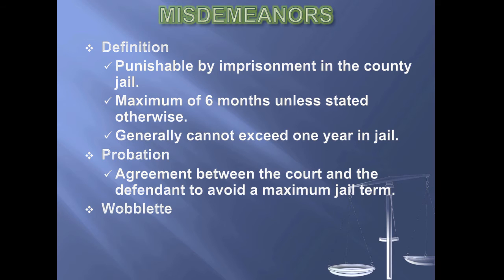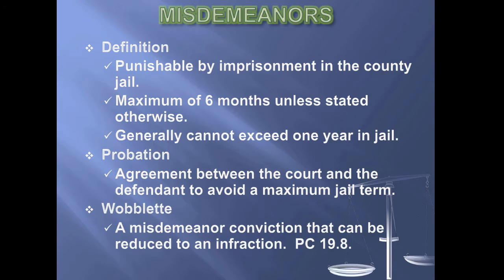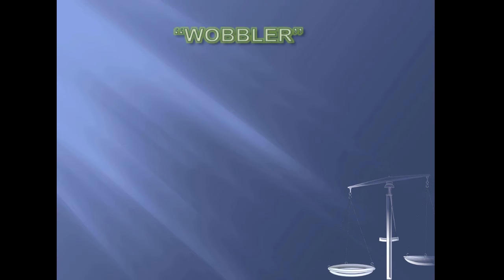Now, a wobblet, this is a funny little word, and it's got a sister, or a brother, I guess, word called wobbler, and we'll talk about that in a bit. But a wobblet, you won't see a lot of these, but it is a misdemeanor conviction that can be reduced to an infraction. It can be treated like an infraction by the court when they're sentencing, by the DA when the DA is making charges. They can say, you know what, we're just going to reduce this to an infraction. That's a wobblet. Really, the more common one is this one here.